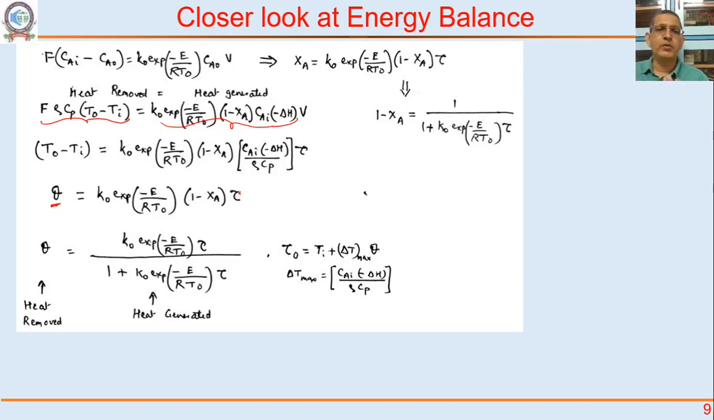What I want to do is to replace this XA also in terms of tau. We can get that from our material balance. This is our material balance equation. We can write it in terms of XA and tau, and then we will have a unique relationship between XA and tau. So if you do that, you will get this expression.